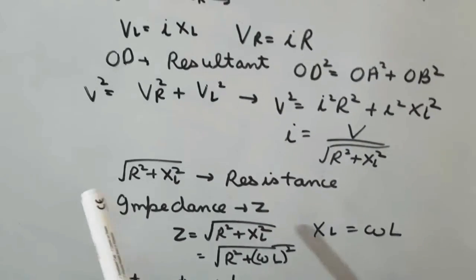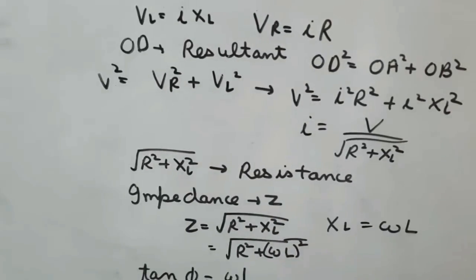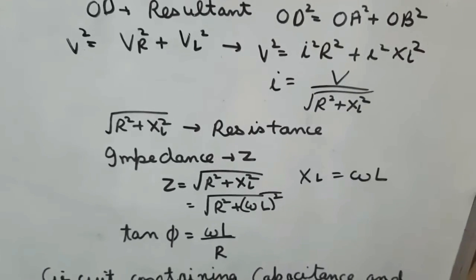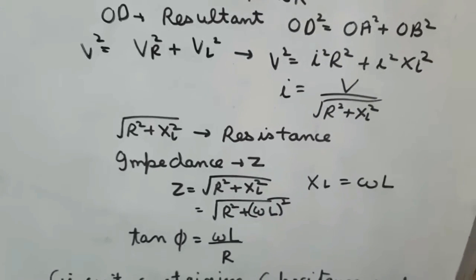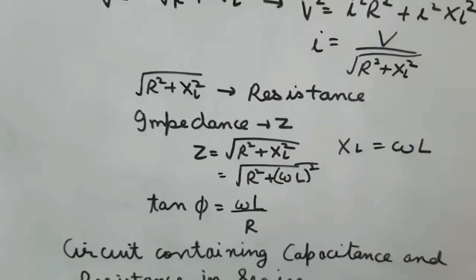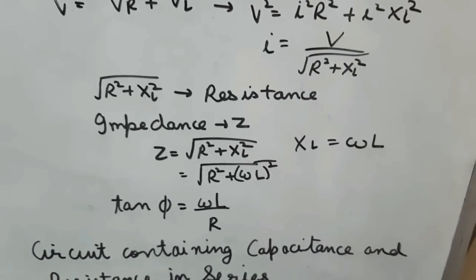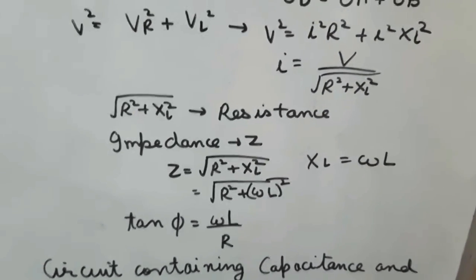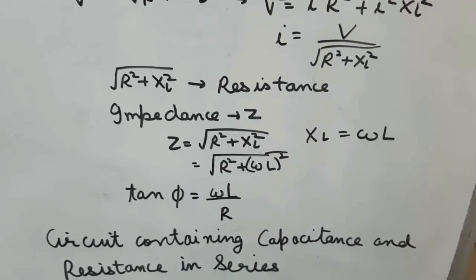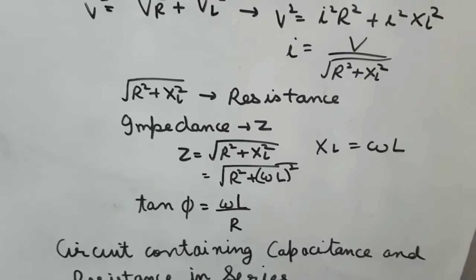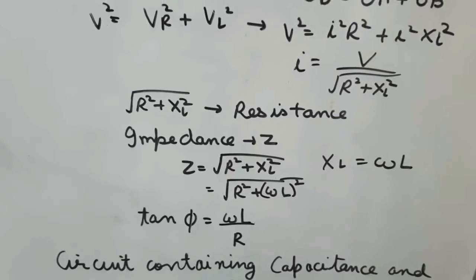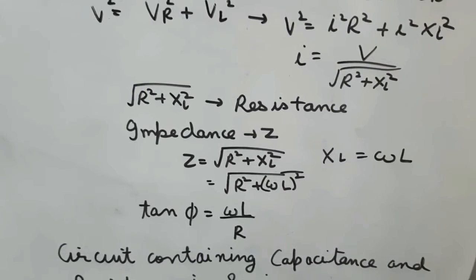So we find that under root of R square plus XL square has the same dimensions as that of resistance, and in this case it is known as impedance and it is represented by capital Z. Capital Z is equal to under root of R square plus XL square. Now we know that the value of XL, that is the inductive reactance, is omega into L, where omega is the angular frequency and capital L is the inductance of the inductor. So we have the value of Z as under root of R square plus omega L whole square.